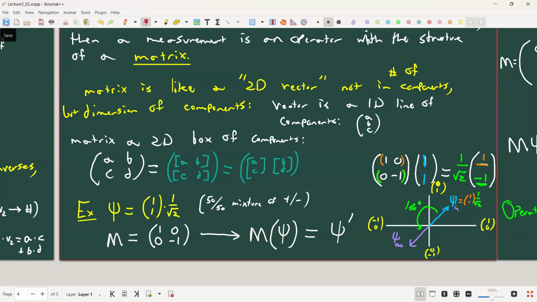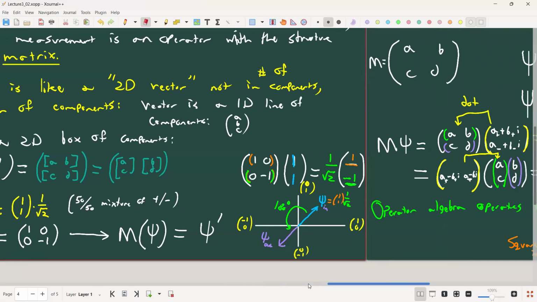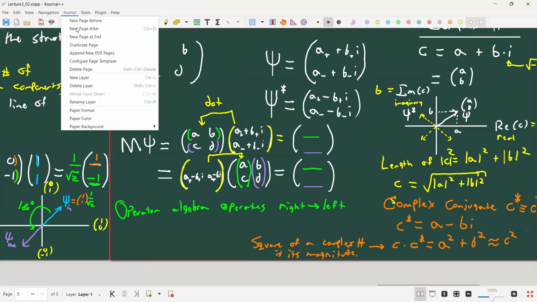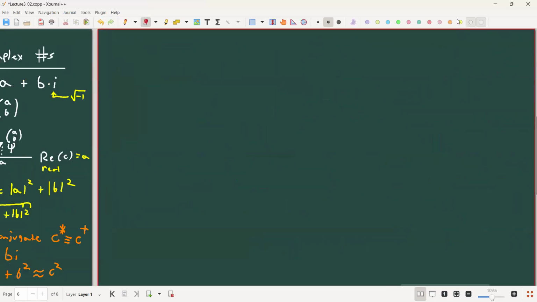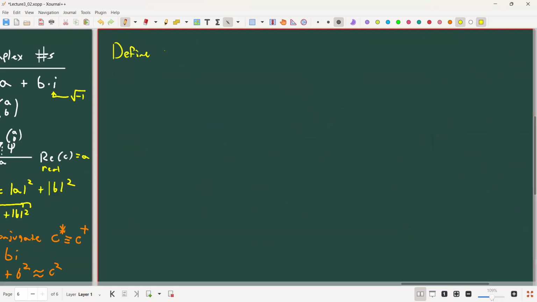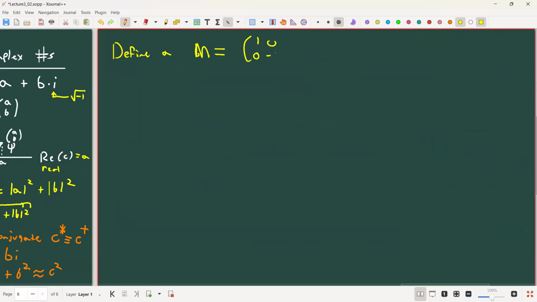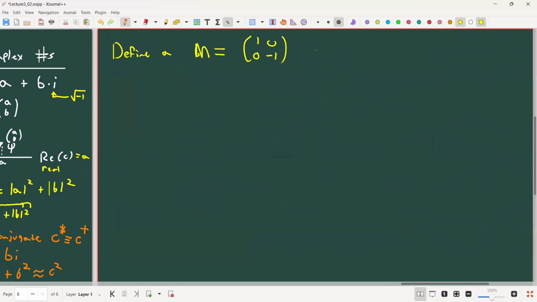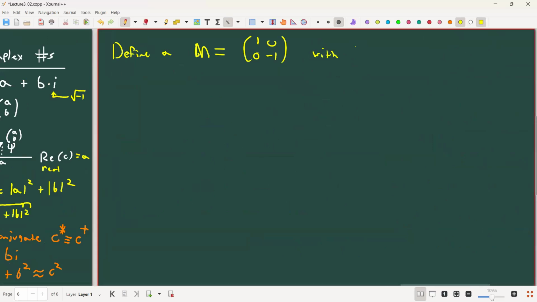Let's look at another example, a really simple example. In fact, this is something you do on the homework. What we're going to define is a matrix 1, 0, 0, -1, with basis phi plus 1, 0, phi minus 0, 1.